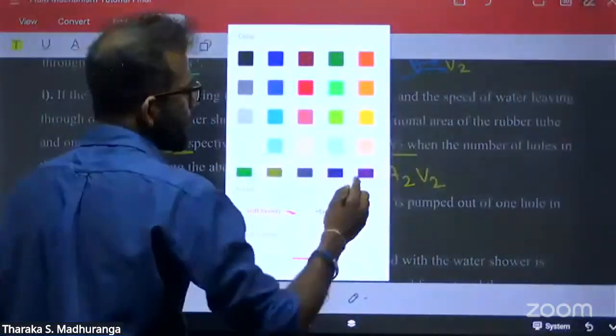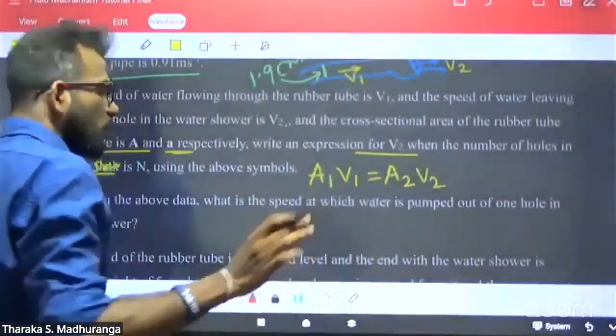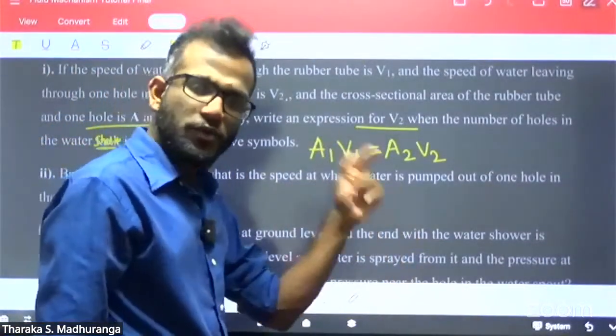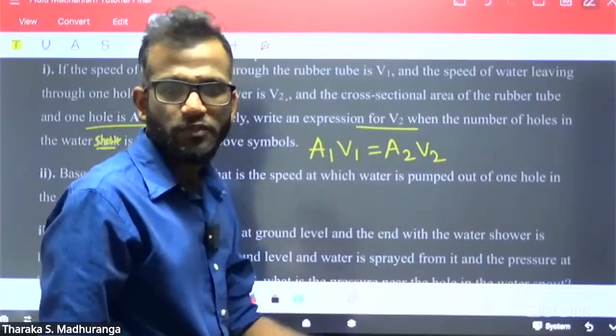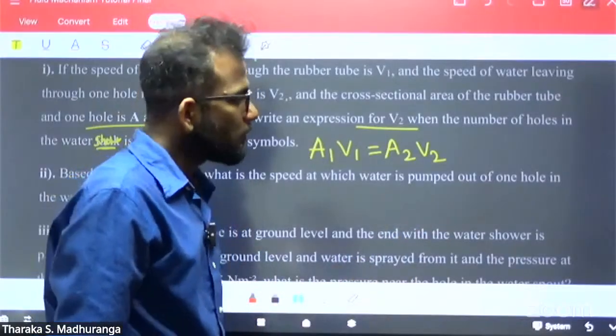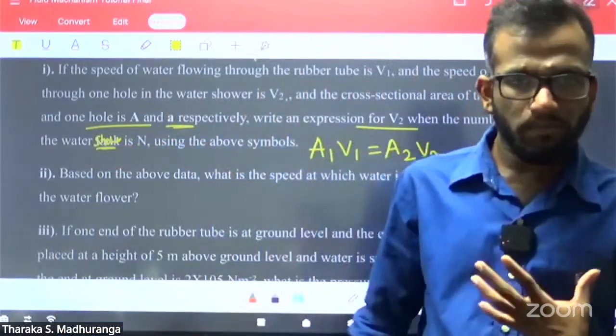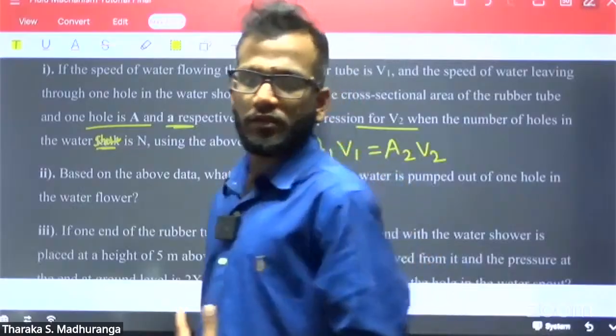If you don't know Bernoulli's, if you don't know fluid mechanics, you don't know these things. You have to go through the fluid mechanics and come to these questions. Otherwise, you can't understand. We already discussed and completed the fluid mechanics theory concepts and are doing calculations now.